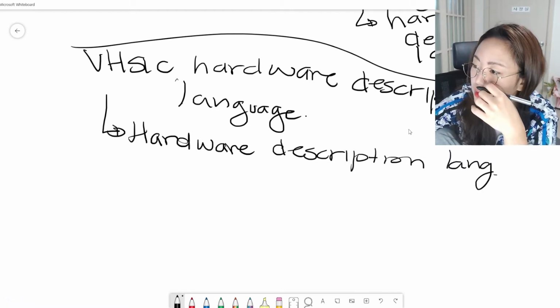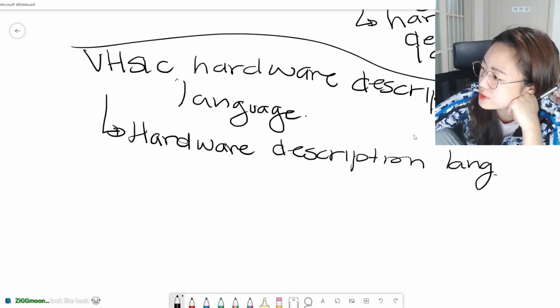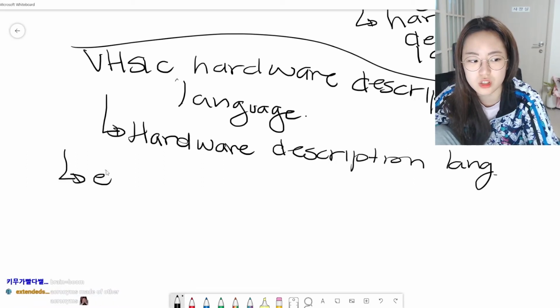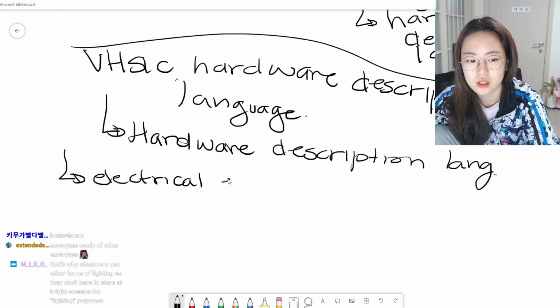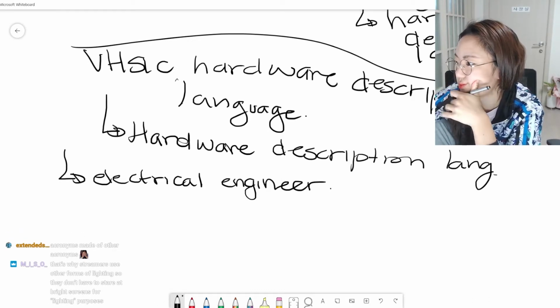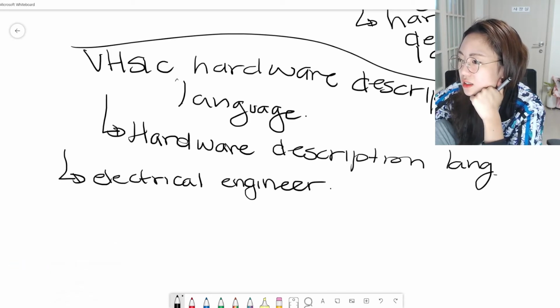That can model the behavior and structure of digital systems at multiple levels of abstraction, ranging from the system level down to that of logic gates, for design entry, documentation, and verification purposes. Since 1987, VHDL has been standardized by the Institute of Electrical and Electronics Engineers. Ah, so it's an electrical engineer language. Anyone electrical engineer? The latest version of which is IEEE-STD.